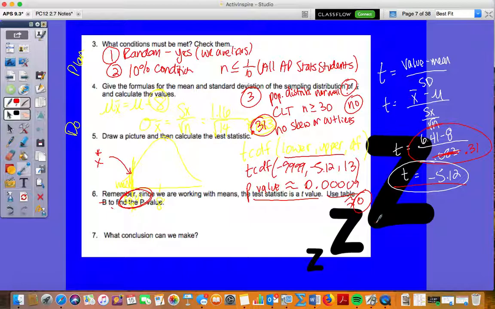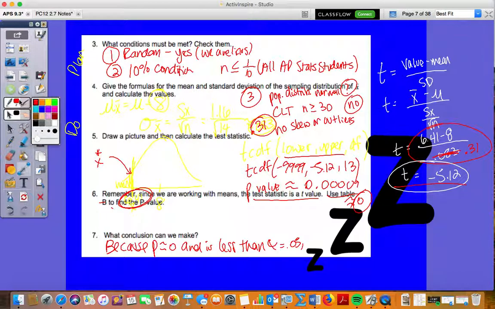Hey, conclusion. Let's talk about this. In conclusion, what can we say? Because our p-value is approximately 0 and is less than our alpha level of 0.05, we have convincing evidence that something is happening. Good, so we do have convincing evidence, right?